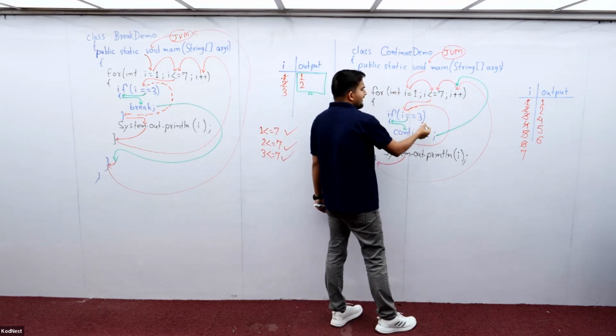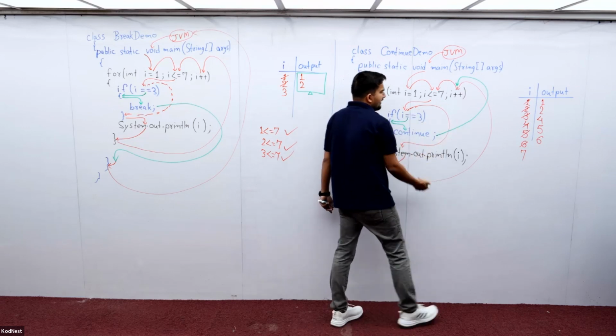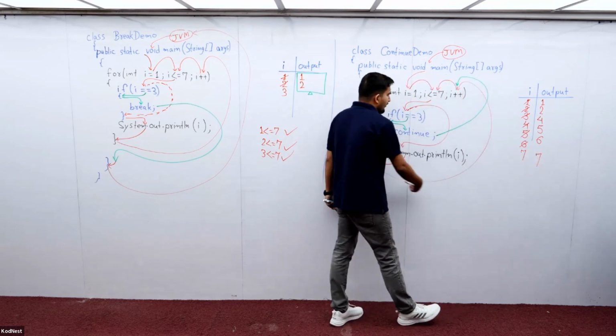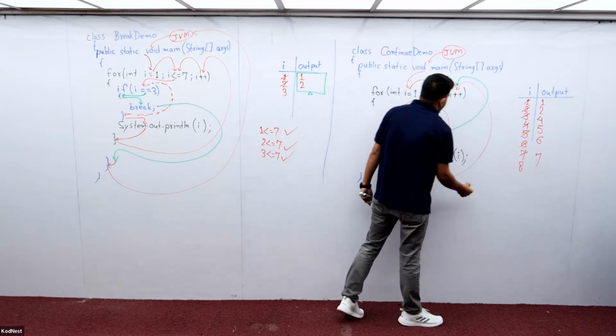Again check, is 7 equal to 3? Condition false. Skip the if part and print the value of I, that is 7. End of the for loop. Updation will happen. I plus plus, that means the value of I is going to become 8.